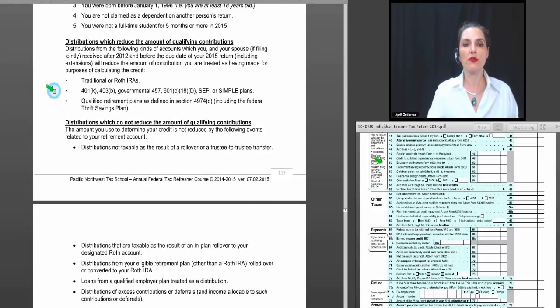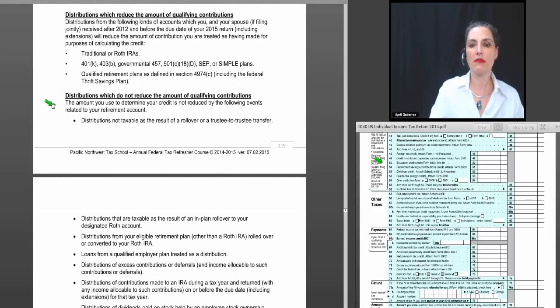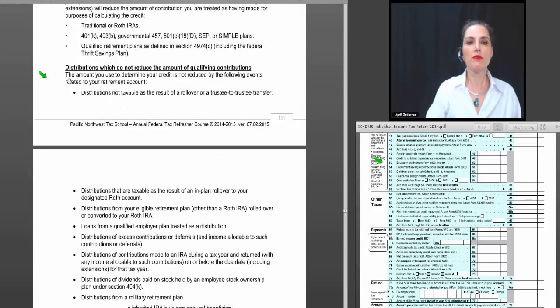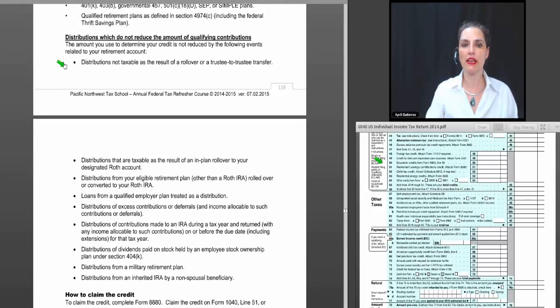Roth IRAs, 401k, 403b, 457, SEP and Simple plans, and qualified retirement savings plans as defined in Section 4974. Distributions which do not reduce the amount of qualifying contributions. The amount you use to determine the credit is not reduced by the following events related to your retirement account.